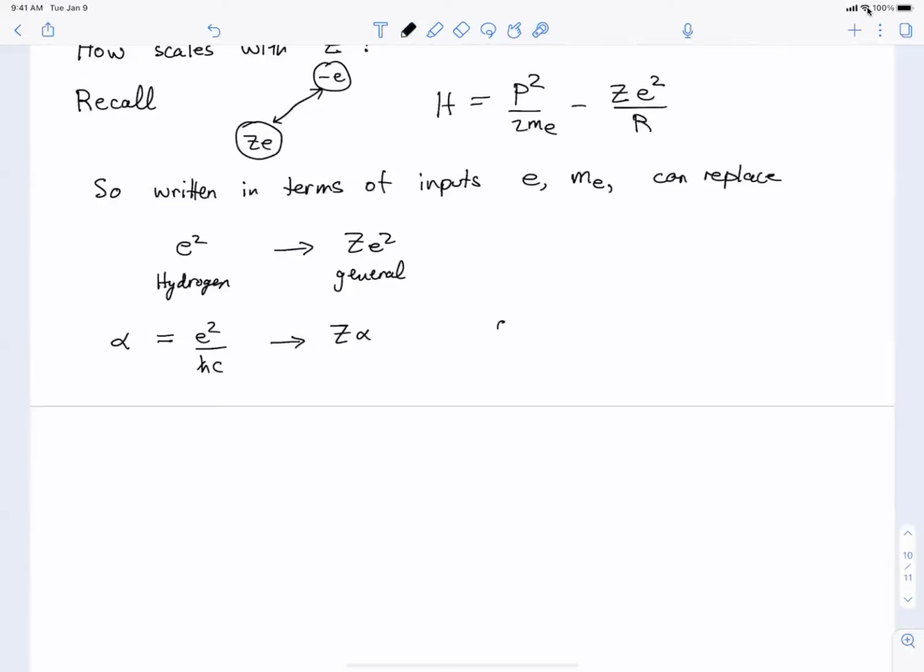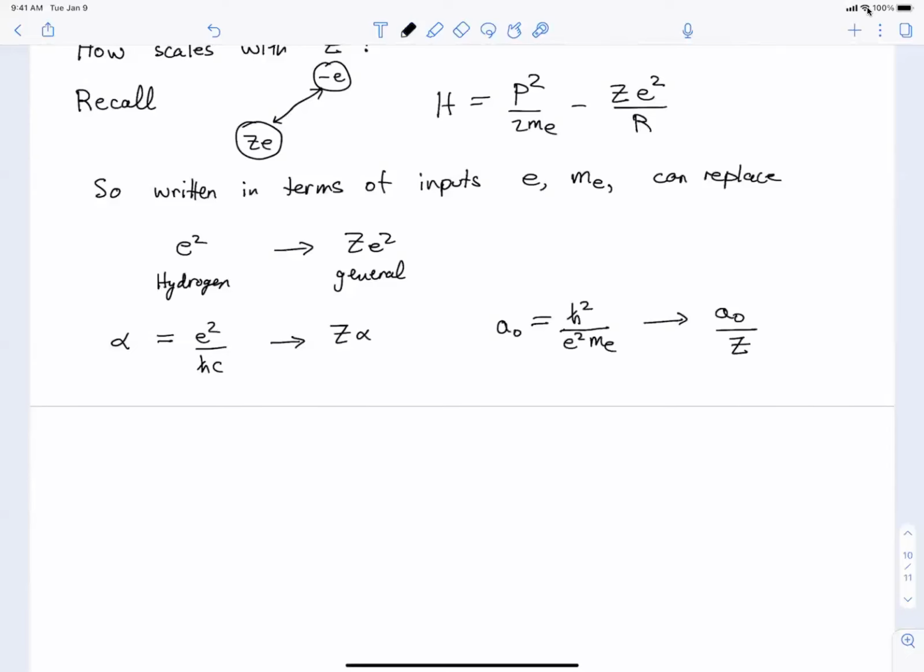Okay, and then there's the Bohr radius, for example. The Bohr radius is, if you look back at its definition, h bar squared over e squared m sub e. And so that gets replaced, when you're going to some other atom, by the Bohr radius divided by Z.